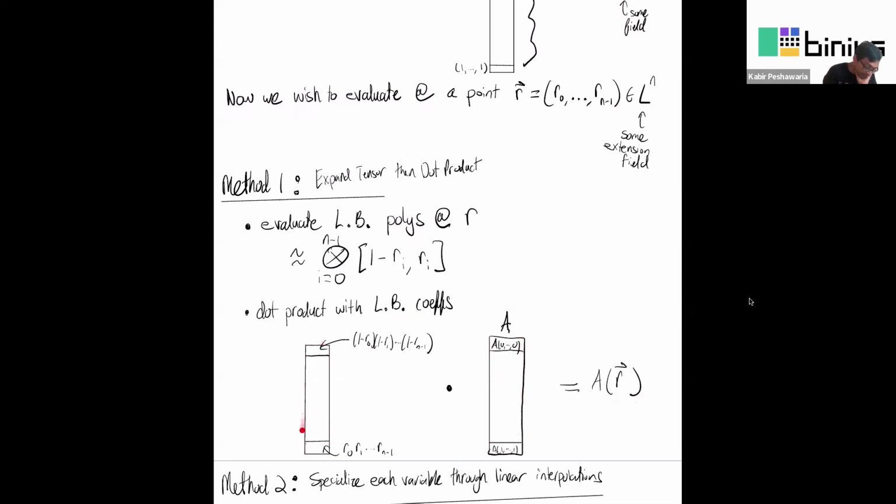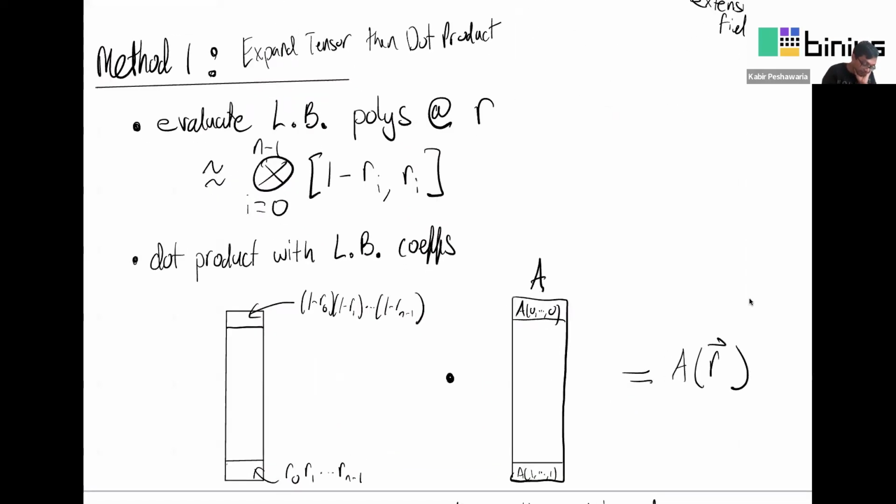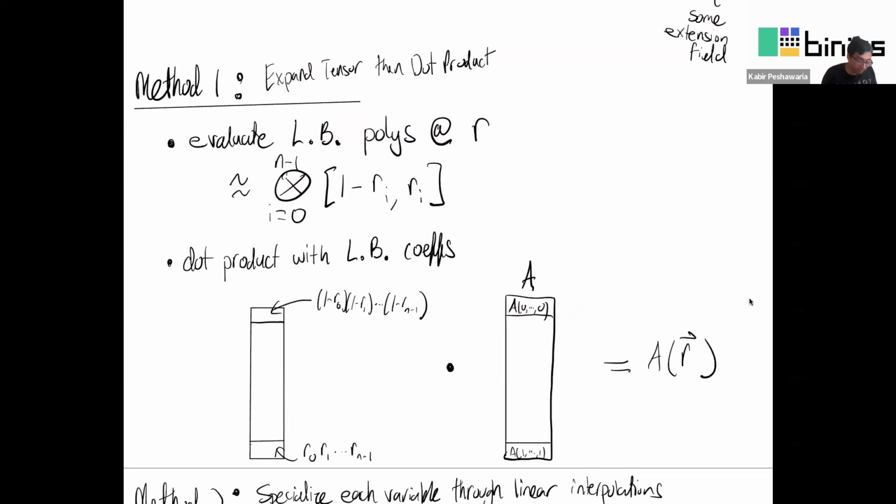So this is what the tensor expansion looks like. And this is also exactly equal to the Lagrange basis polynomials being evaluated at R. You get something that looks like this. I'll zoom in. And then these evaluations are actually Lagrange basis coefficients. Take this dot product, and you get the evaluation of A at R. So this is the normal method that you're more familiar with.